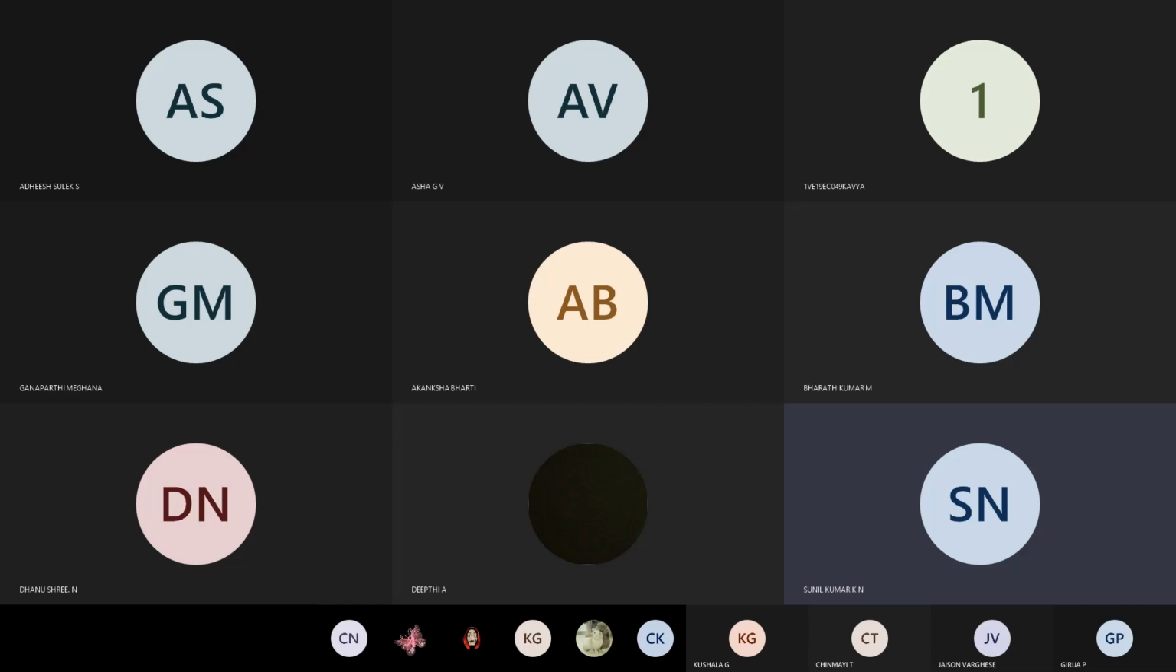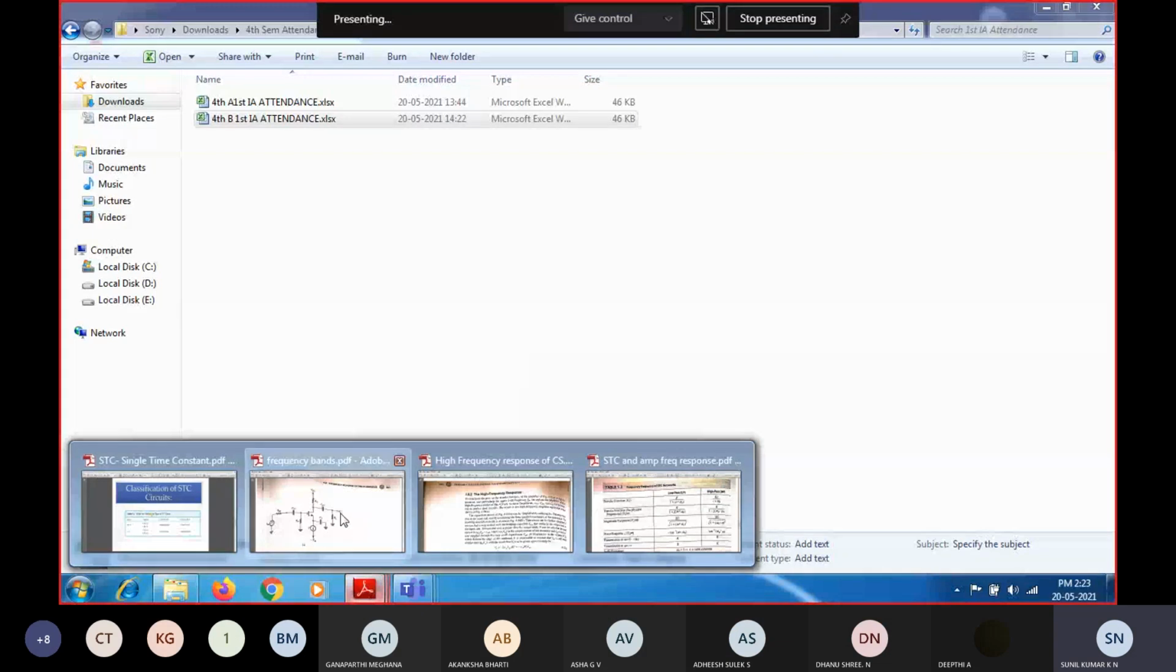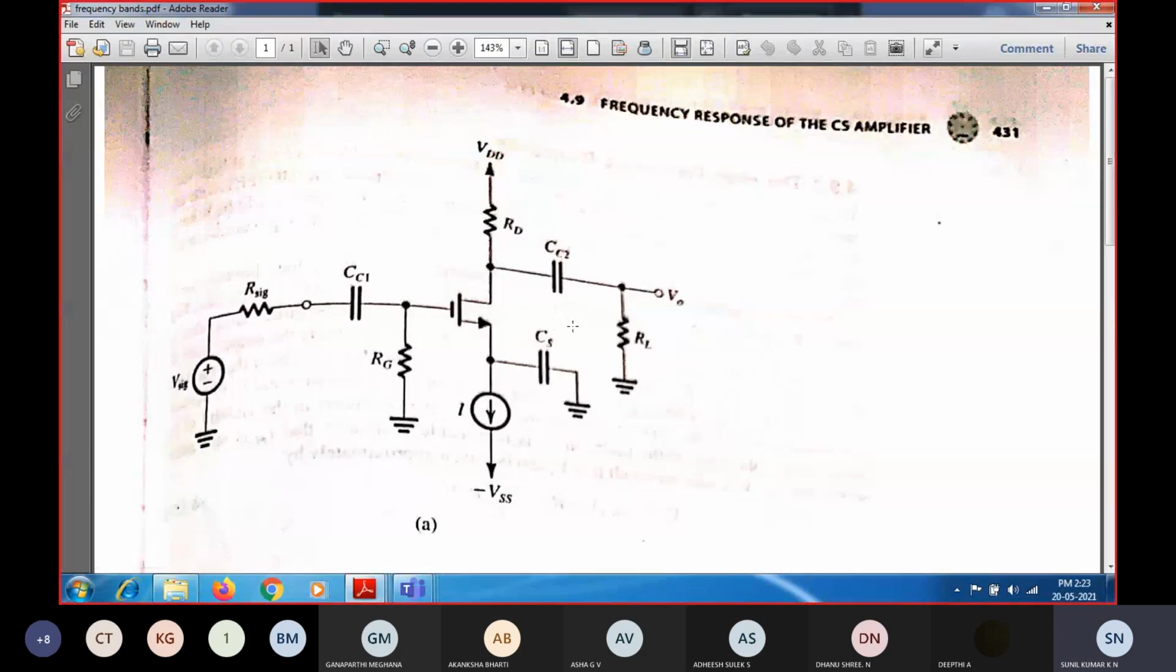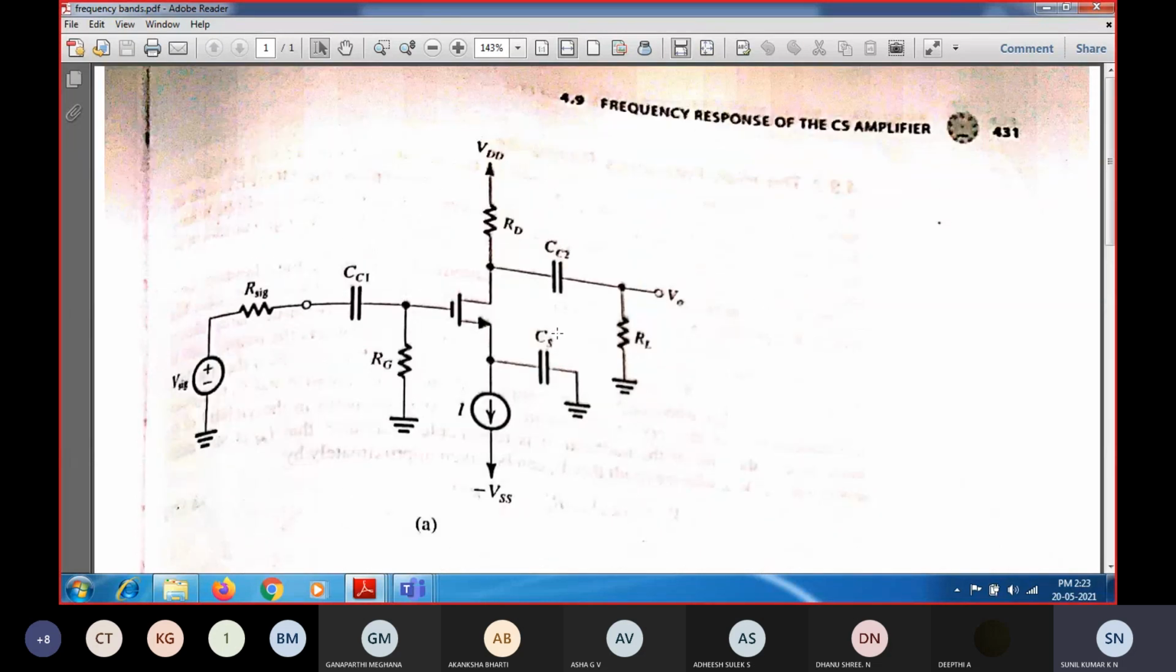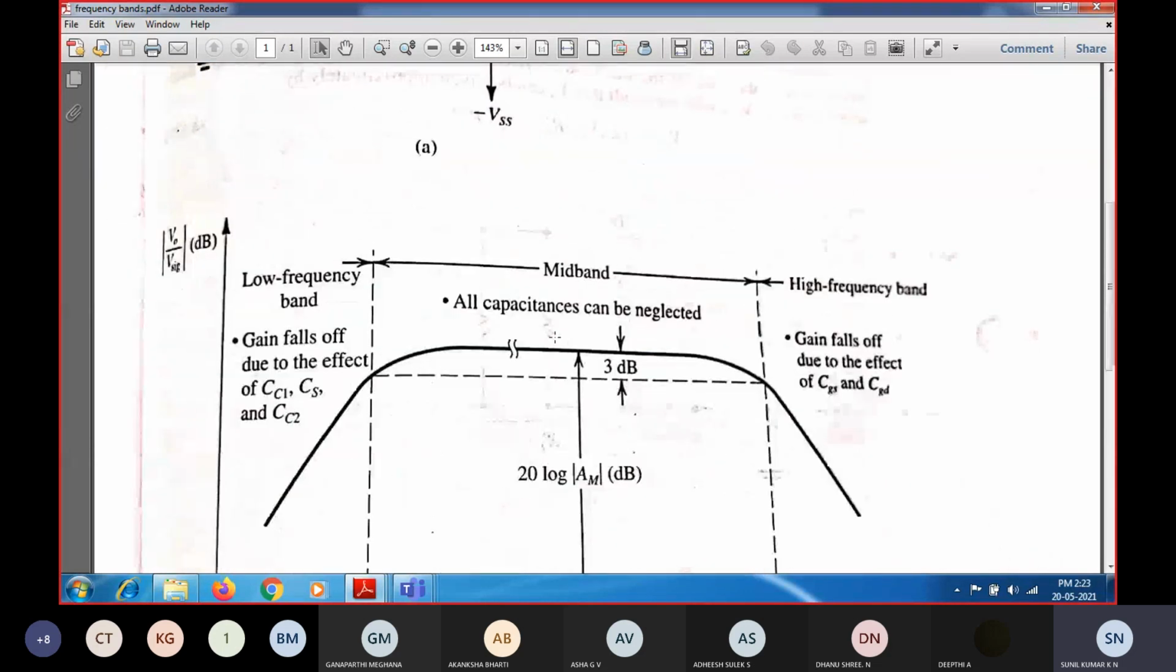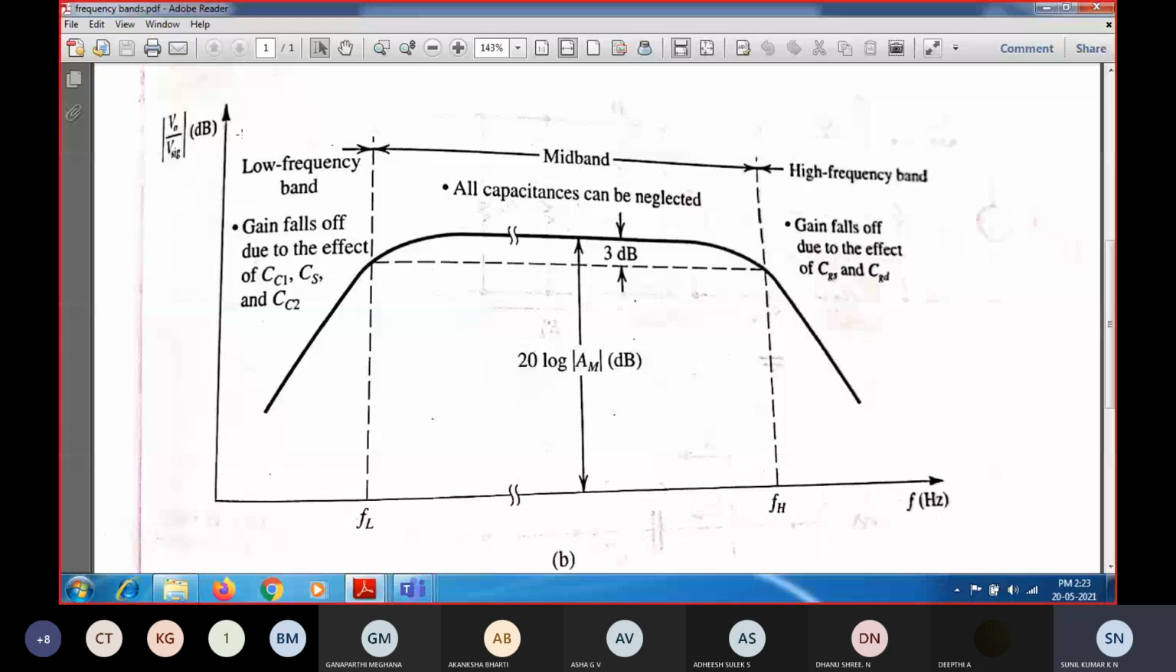In the last class, we were discussing frequency bands. When we were discussing the frequency response, we saw that an amplifier will have three frequency bands. One is the low frequency band, another is the mid band frequency, and the third one is the high frequency band. So the amplifier gain will not be constant.